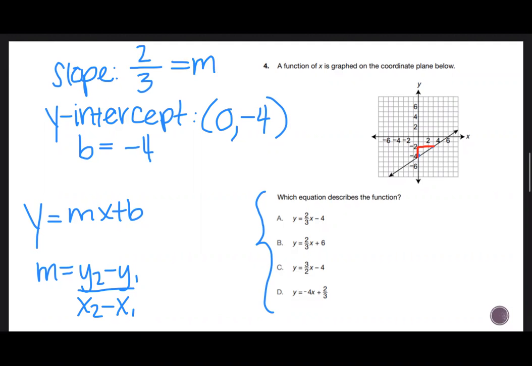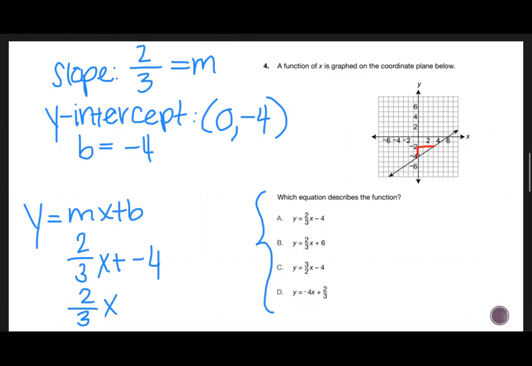If we replace those in, we have 2/3 x plus negative 4. If we look at all our options here, we do not need the plus negative. We can simplify that a little bit further so that it's 2/3 x minus 4. And that is option A. So our answer is letter A here.